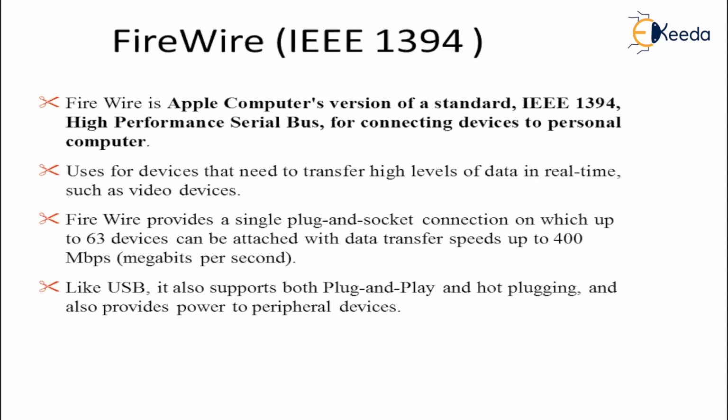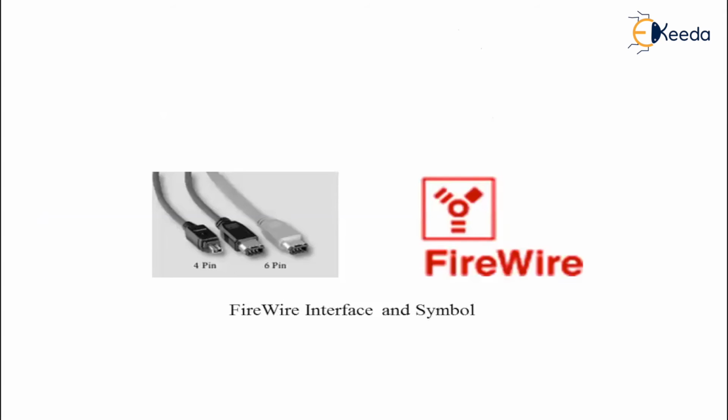FireWire provides a single plug and socket connection on which up to 63 devices can be attached, with a data transfer speed of 400 Mbps. Like USB, it also supports plug and play devices and hot plugging, and also provides power to the peripheral devices. So this is a small example of the 4-pin FireWire and the 6-pin FireWire interface used in the system.